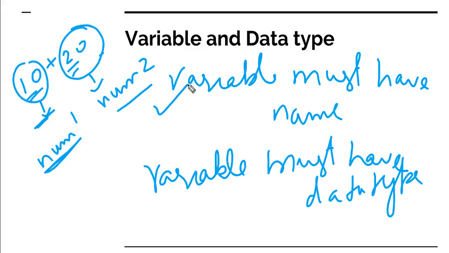The next condition says a variable should also have a type. Since num1 has a value of 10 in it, it is of type integer. The data type represents the type of data. So we call it integer. Integer num1 has a value of 10 in it. This is called declaring a particular variable.